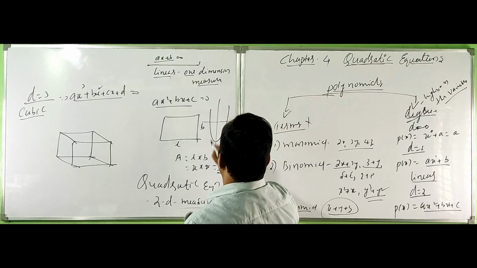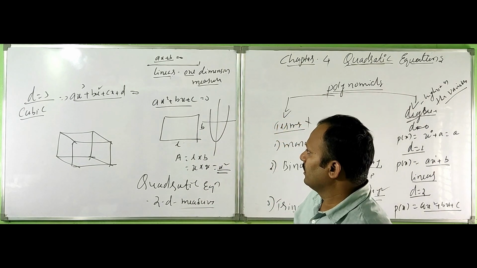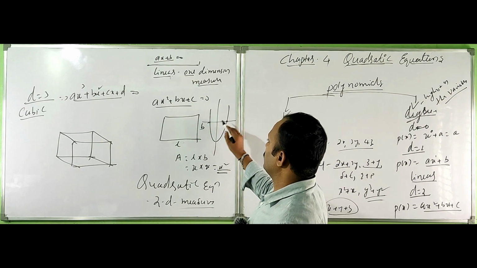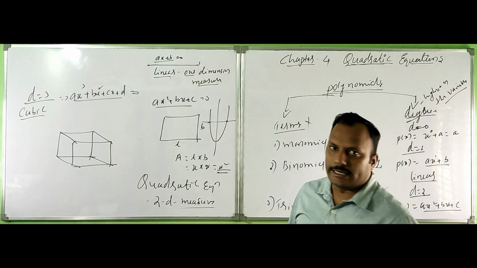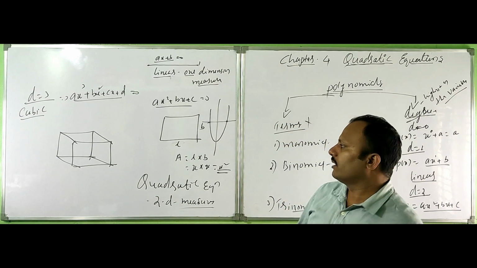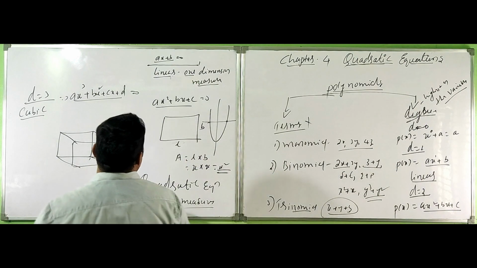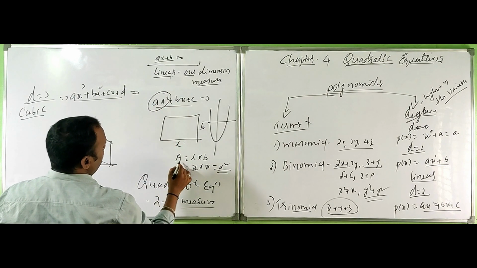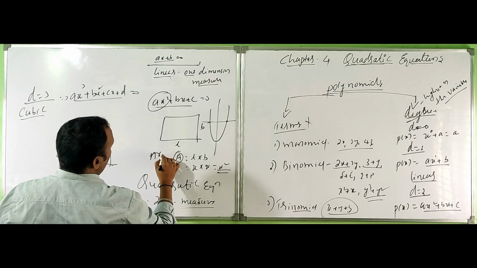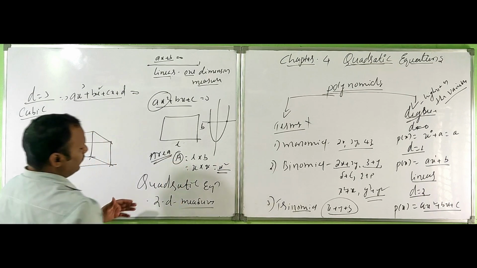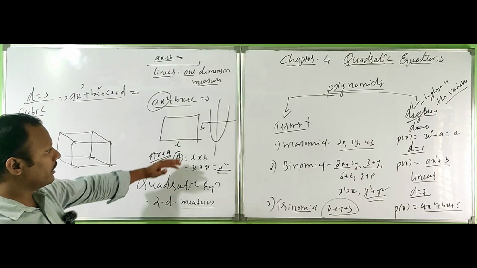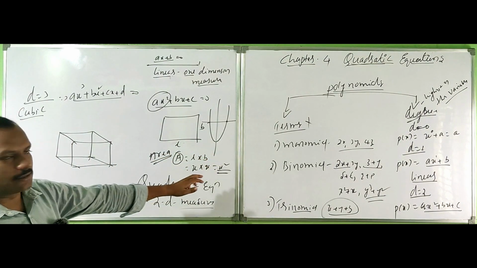In graphs we have a curve, which means the x-axis cuts in 2 ways, with 2 zeros. In dimensions, in geometry, we have area. This is nothing but area. Very important: the 2-dimensional measure is called area. Length into breadth, x into x, is x square.